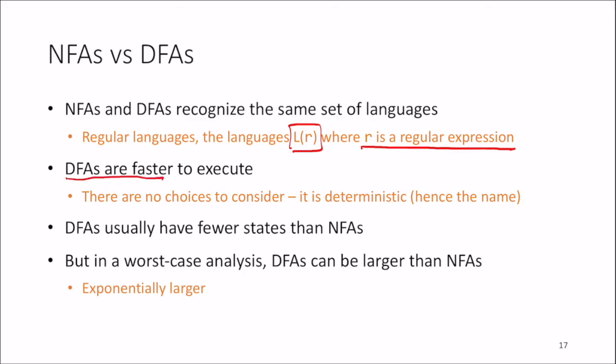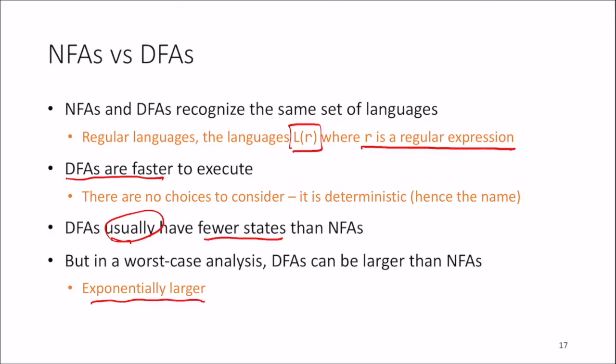DFAs are faster and easier to implement because they're deterministic, and it doesn't have to consider all the different choices of states. And DFAs usually have fewer states than NFAs. Not always, because sometimes you might have many more states in a DFA. In the worst case, DFAs can actually be exponentially larger than an NFA.